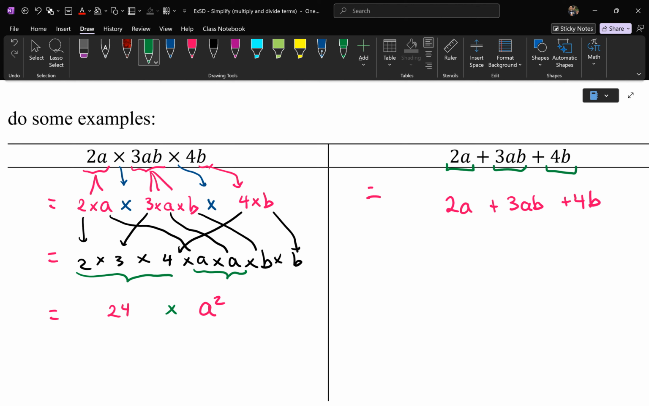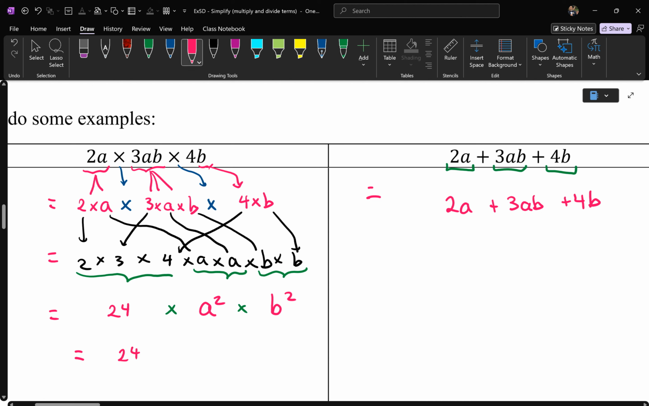Then you ask the same thing with this one. What's B times B? B squared, not 2B. Yeah, so this is B squared. See how I'm splitting it up? So I group the A's, I group the B's, and then I group the numbers. But remember, we're too lazy as mathematicians. We don't write the times. We just write it as 24A squared, B squared.